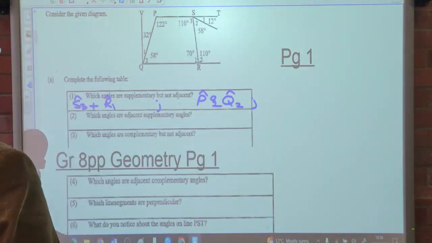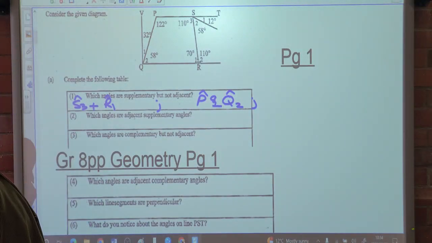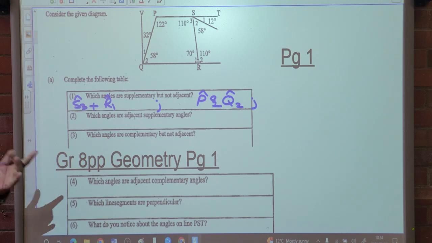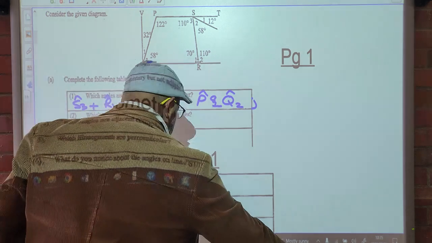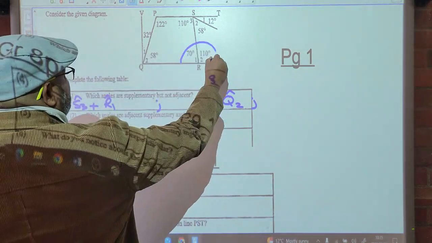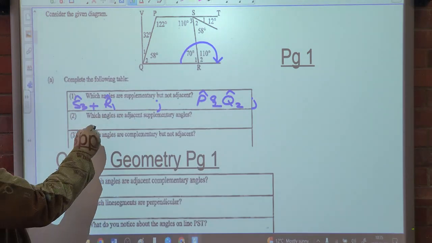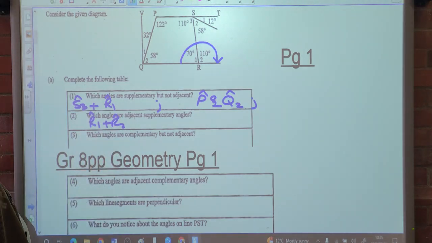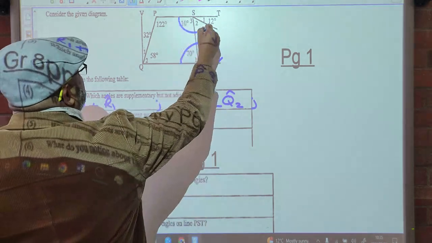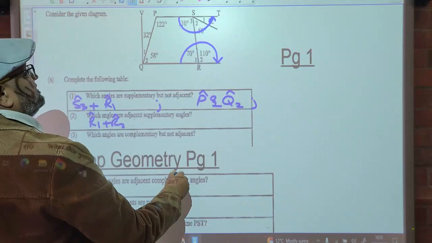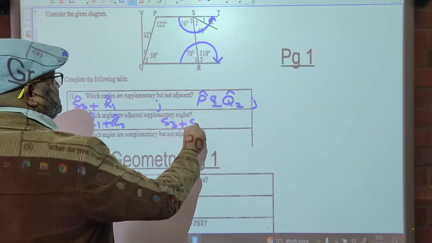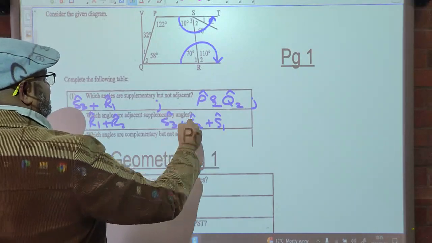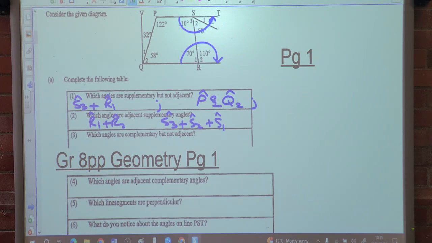Let's look at the next one. Which angles are adjacent supplementary angles? So what does adjacent supplementary mean? Now they are next to each other. They're sharing the same arm and the same vertex. Okay. So which angles are adjacent supplementary? R1 and R2, that adds up to 180. Can you see that, people? So angle R1 and R2. Is there any other? We can go with this here. They're all next to each other, not so. So it's going to be S3, S2, and S1. That will also be equal to 180. You all agree with that?